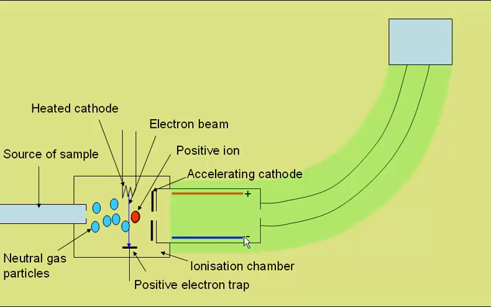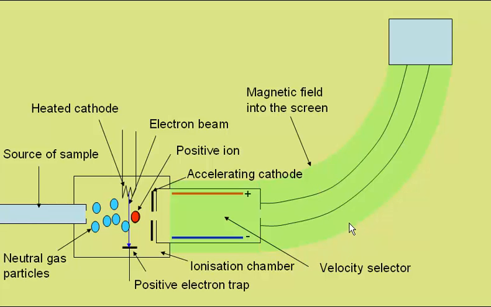The positive ions then pass through this velocity selector. This is covered in more detail in a moment. They can then pass through this tube. The shaded green region is representing a magnetic field going into the screen. And finally, certain particles will arrive at the detector.